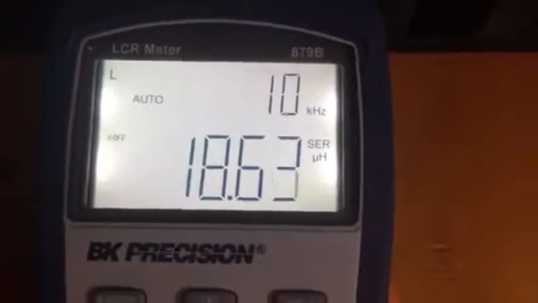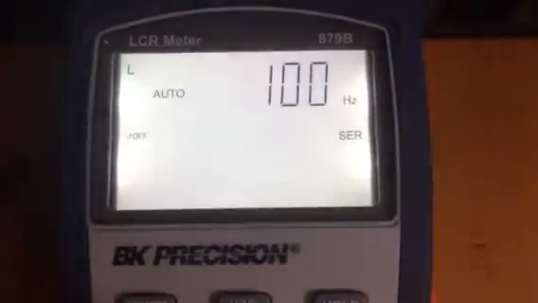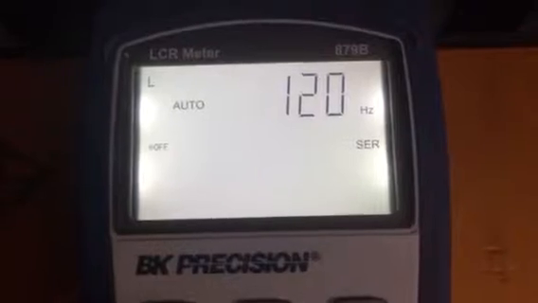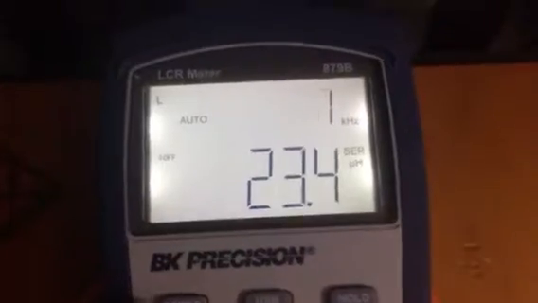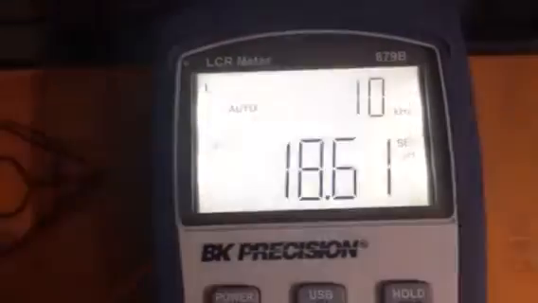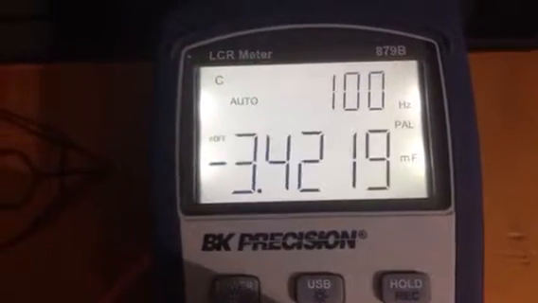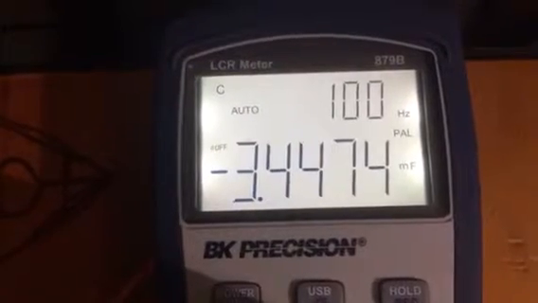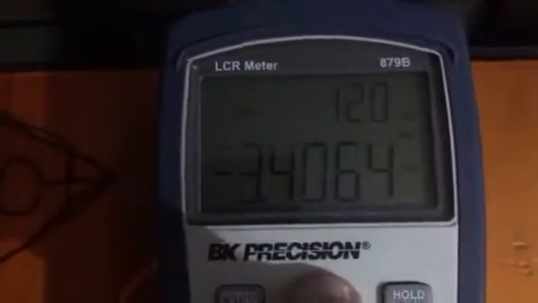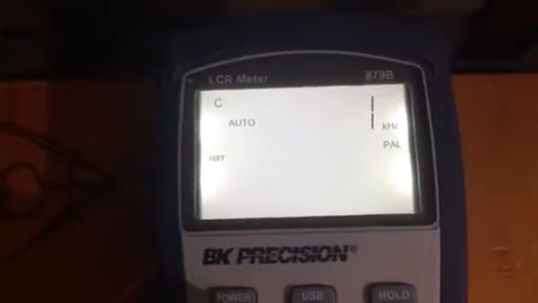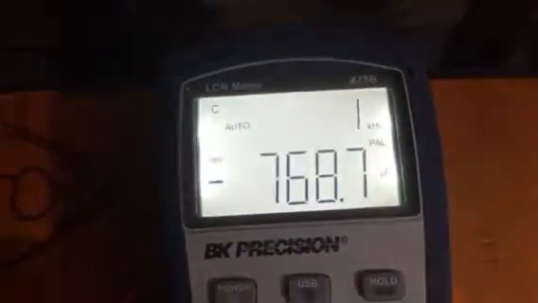That's inductance, okay? So set at inductance, at 10 kilohertz, you read 18 microhenries, 24 microhenries, 1 kilohertz, 23.4 microhenries, 10 kilohertz, 18.6, right? So let's go to C, you get the negative values, negative 12 uF at 10 kilohertz, negative 3400 uF at 100 hertz, at 120 hertz, it's still about negative 3400 uF. 1 kilohertz, it's about negative 770 uF. Alright, that's the full sequence there.